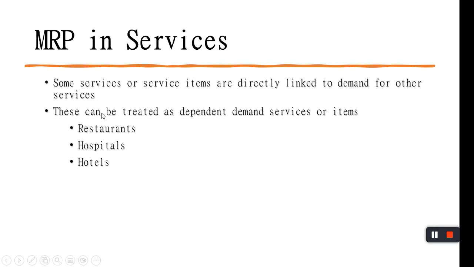Like for example, in restaurants, our main business is the provision of a service. However, in the process of providing service to our customers, we will also be using some sort of materials or products or inventories, right, for our food. And then in hospitals, we have several inventories as well. In hotels, we also have inventories, like for example, inventories of toiletries, bed sheets, pillows, and so on. So we still have inventories. Thus, we can still use MRP even though our main business is not manufacturing but rather provision of services.